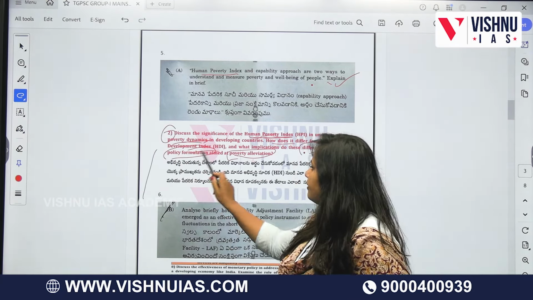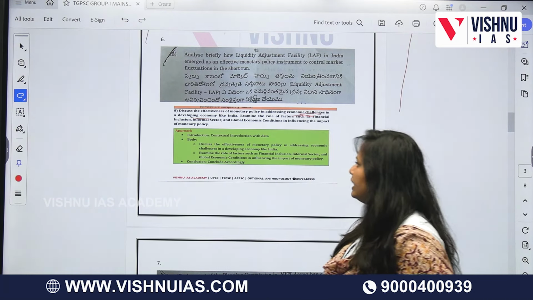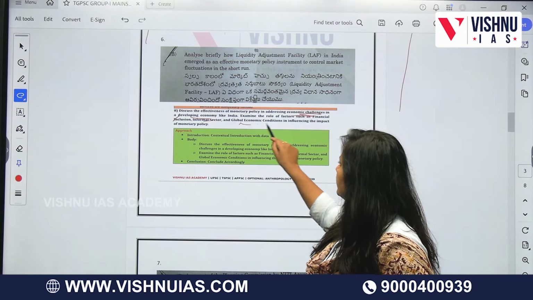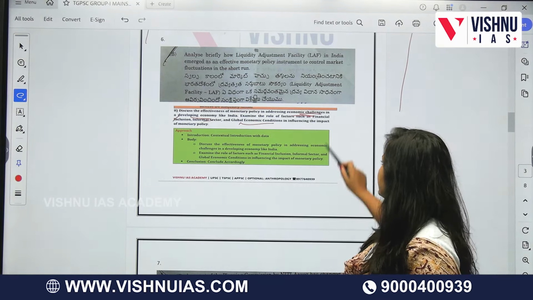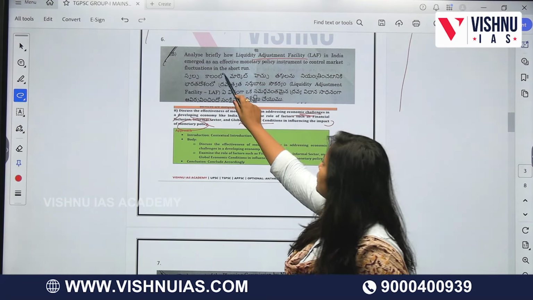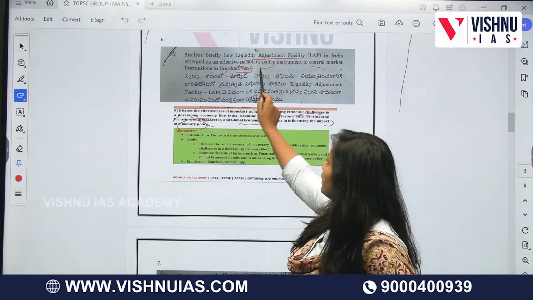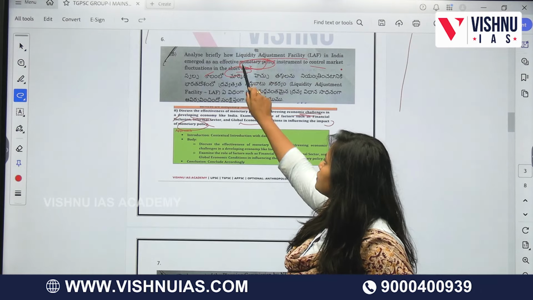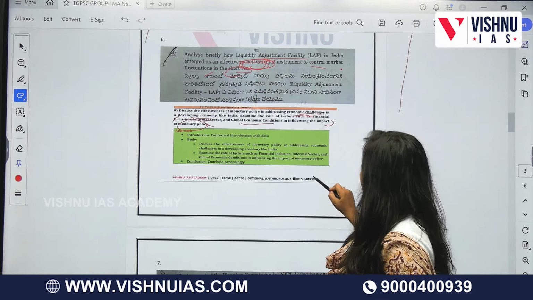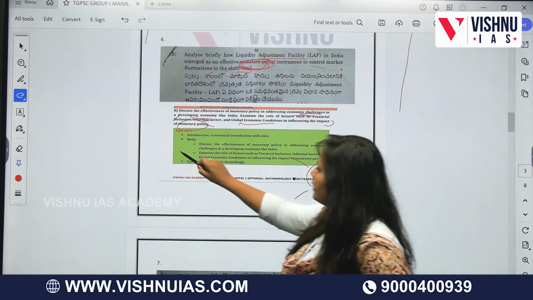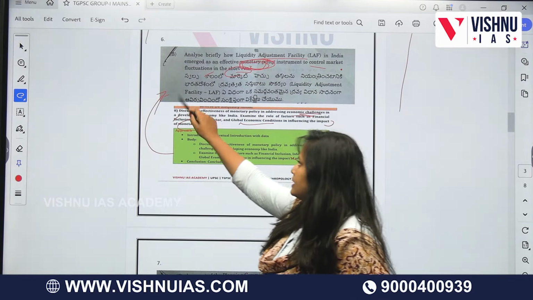Then again, monetary policy in addressing economic challenges in a developing economy like India. Role of factors such as financial inclusion, informal sector, and global economic conditions in influencing the impact of monetary policy. In the same way, how has the liquidity adjustment facility in India emerged as an effective monetary policy instrument to control market fluctuations in the short run. Basically, monetary policy. One who prepares monetary policy, like we asked here, will study the other tentacles of this concept. So they could have answered this question very easily.